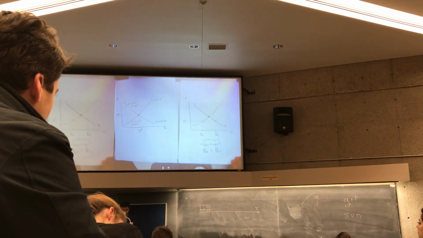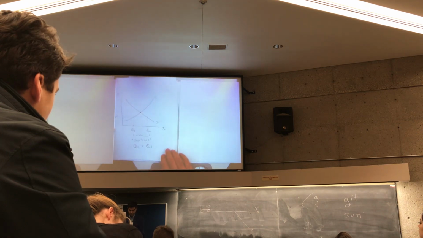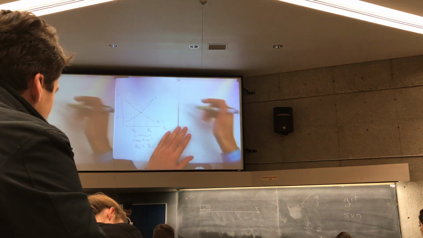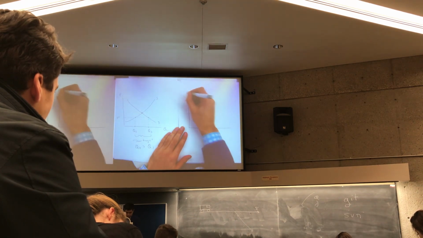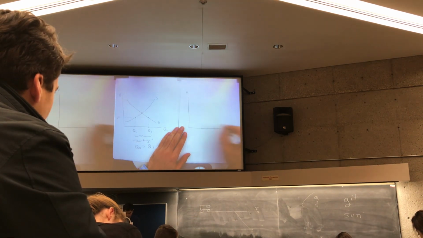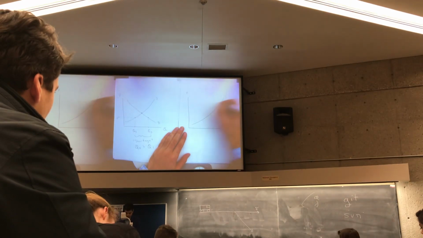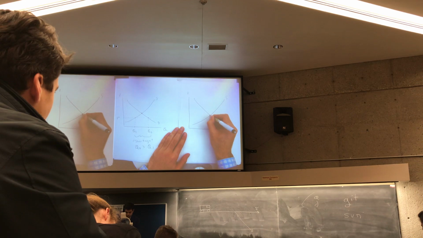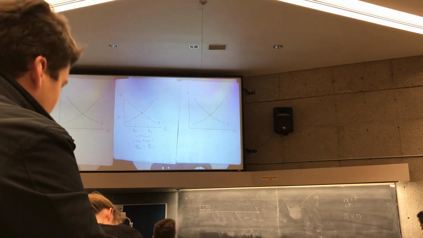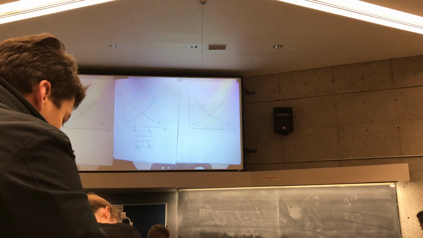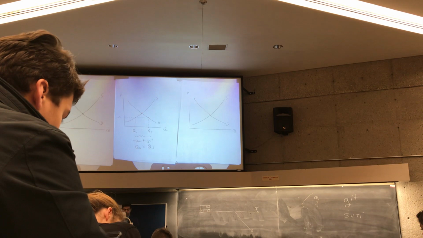So that's a shortage. Now let's talk about a situation. We've got a price, we've got a quantity, we've got a supply, we've got our demand. This is the equilibrium. The government says prices are too low, so we need to set a higher price.